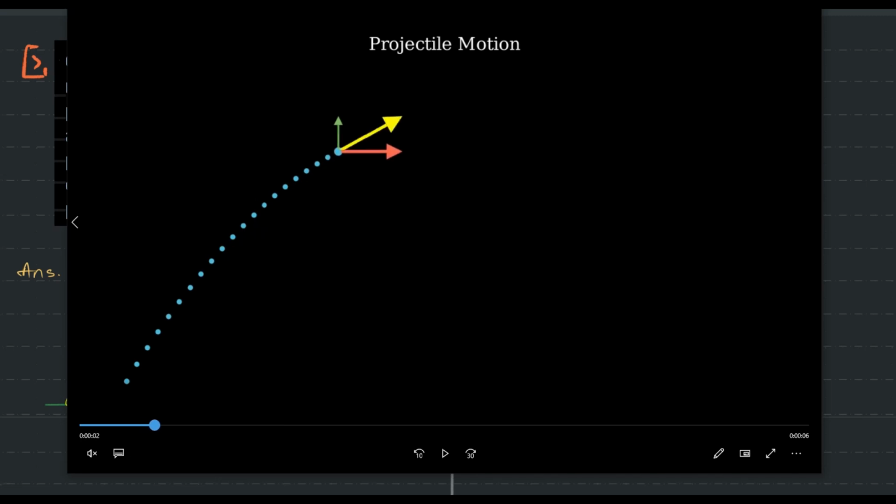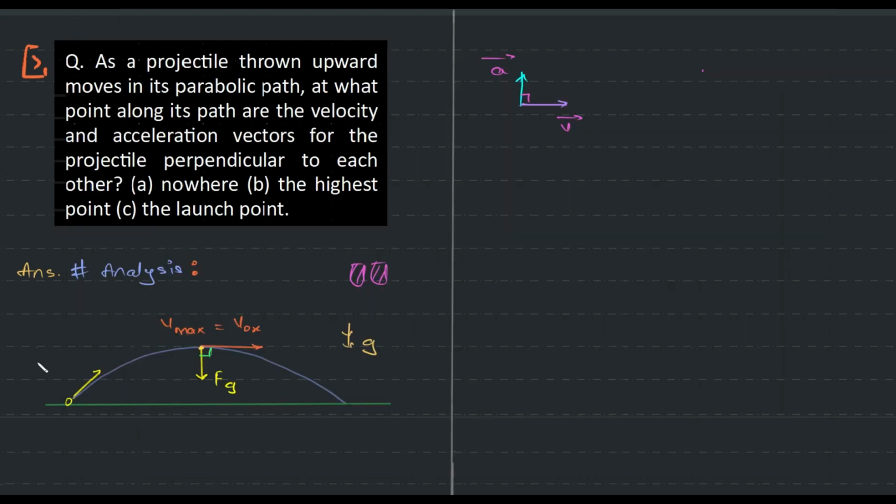Can you see that? The vertical velocity component, the green, is reducing. And somewhere in between is the point we are looking at. The video is not that detailed. So next microsecond or so, we'll get these two lines to be overlapping. That's what we wanted. So the answer is at the highest point.